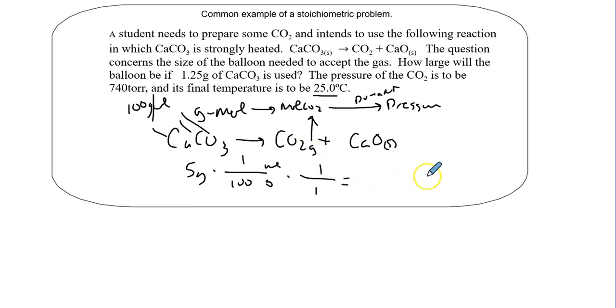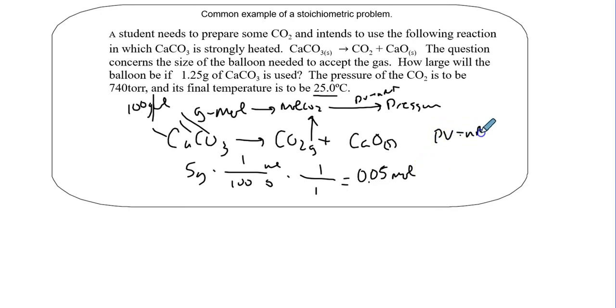use that in PV = nRT. 5 divided by 100. 100 is a tenth, but 5 divided by 100 is 0.05. So this is going to be 0.05 moles. Now we're going to convert this over to pressure.